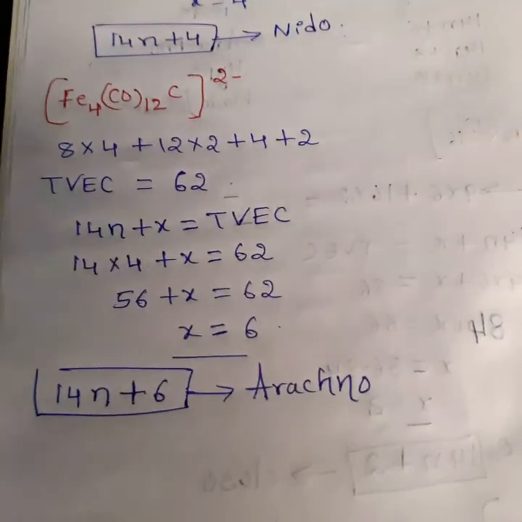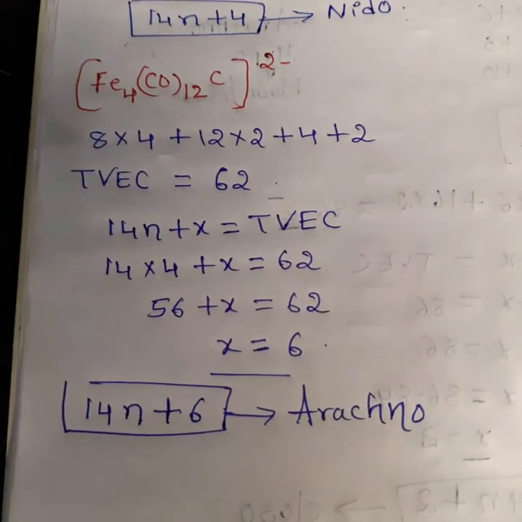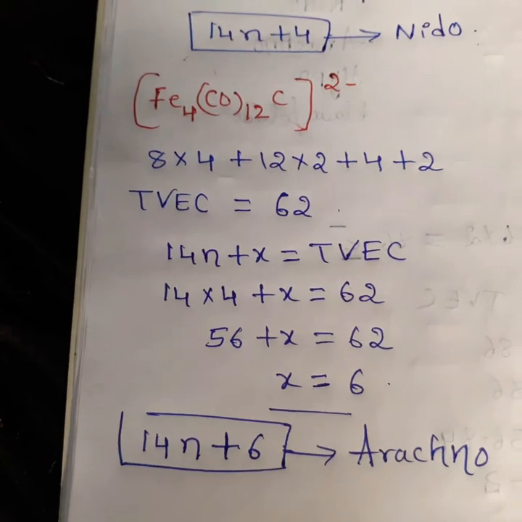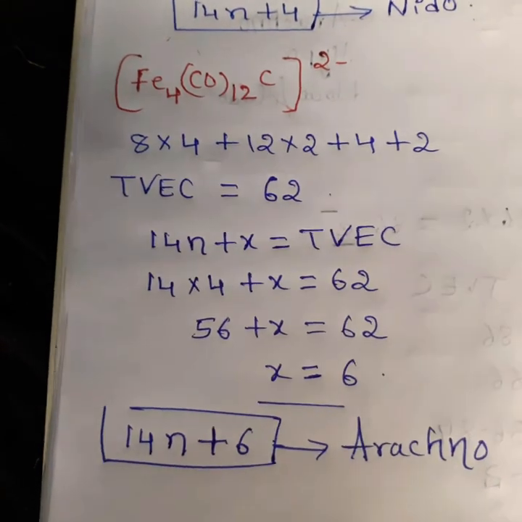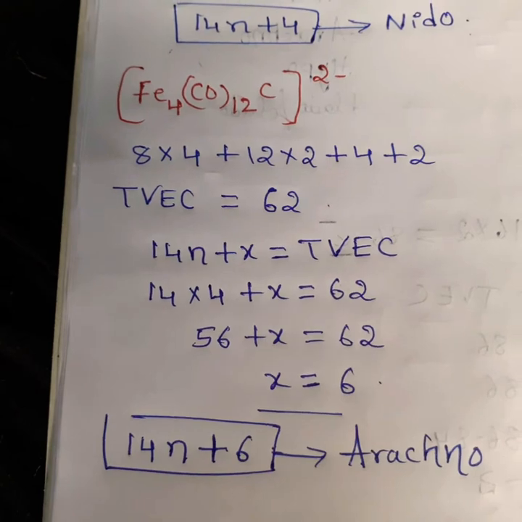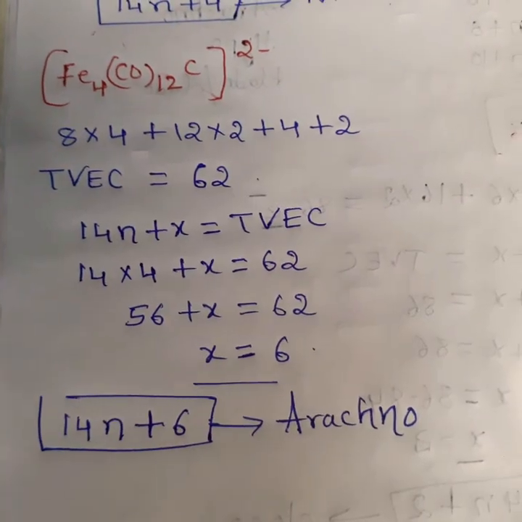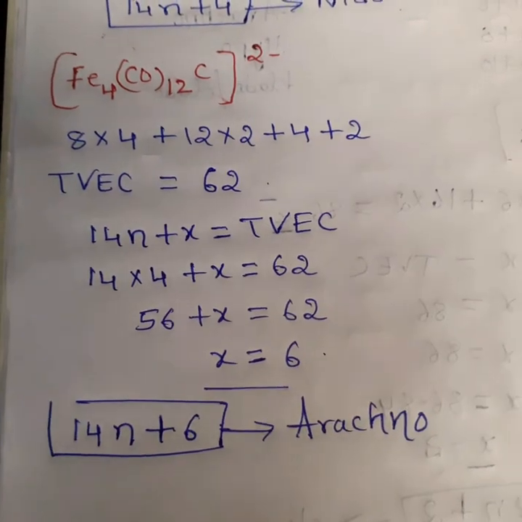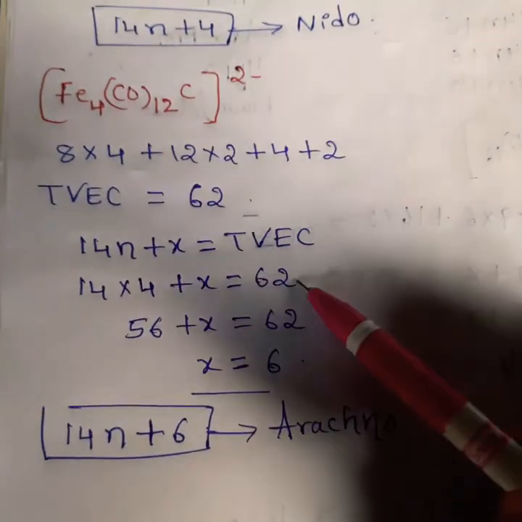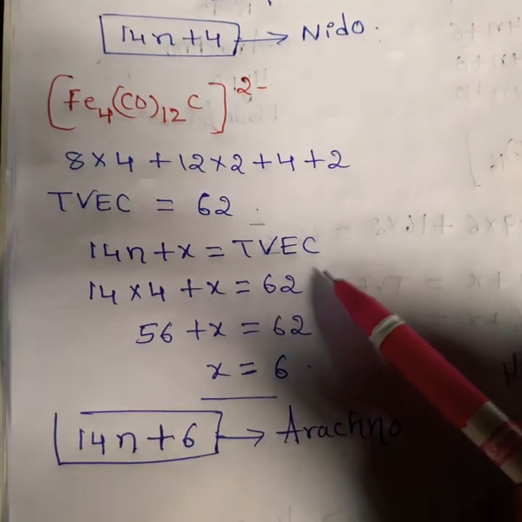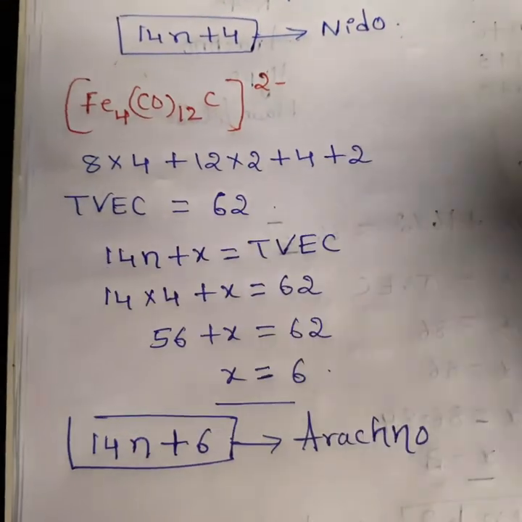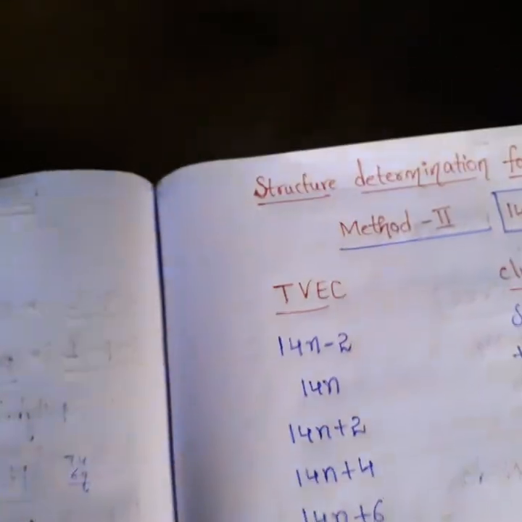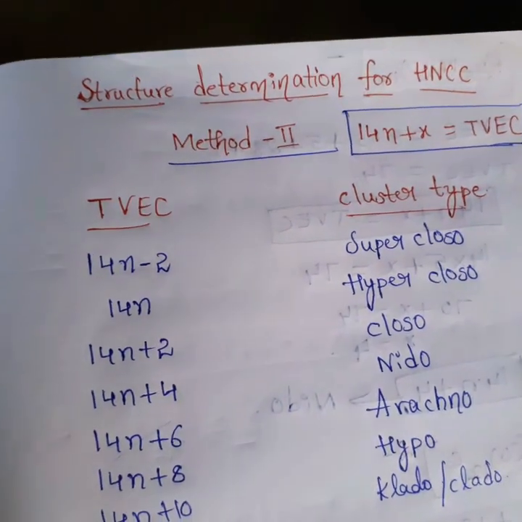I hope you understood, friends. When compared to the first method, I think this is pretty easy, because here we have only one step. In our previous video we discussed this, but that method consists of 3 steps. But here, if we know how to calculate the total valency electron count, and we remember only this thing, friends, 14n plus x is equal to total valency electron count, then we can easily determine the structure for HNCC. I hope you understood, friends.